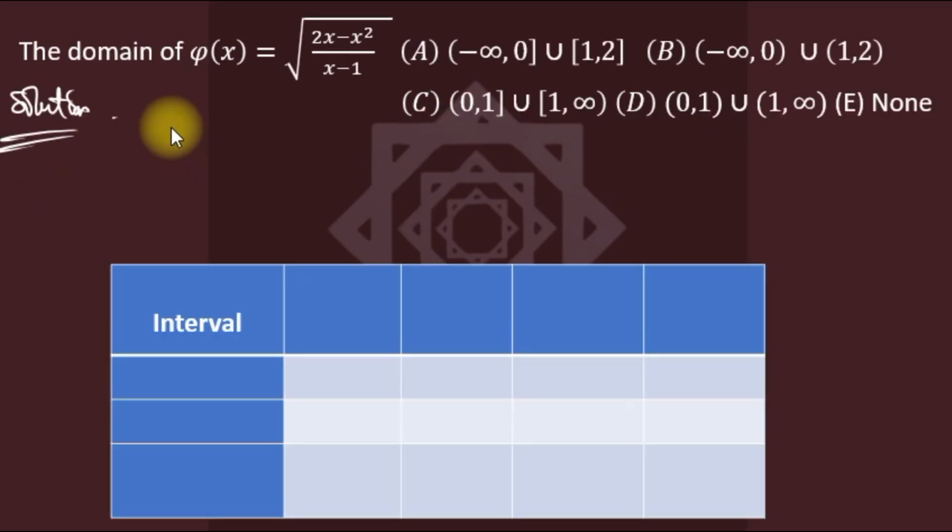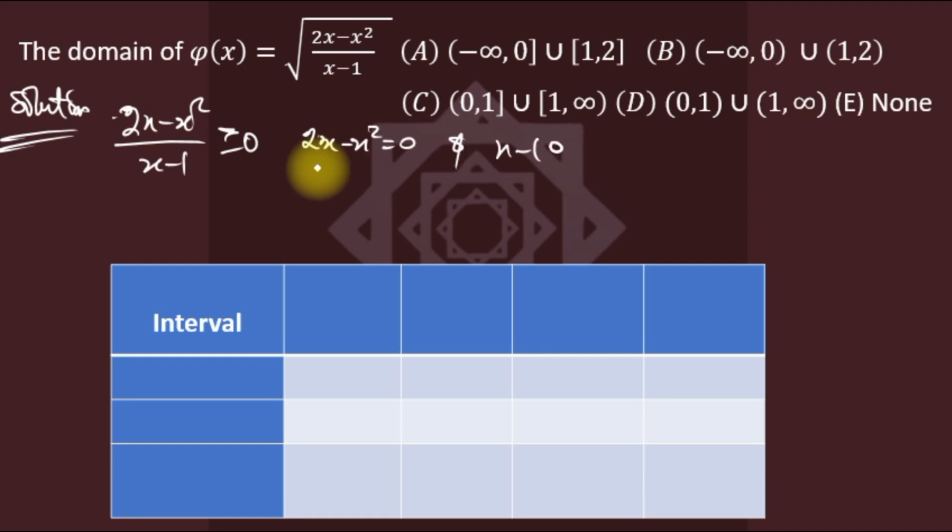We're asked to determine the domain of this function. The domain of any function is the set of real numbers that makes the formula defined. For the square root function, whatever is inside must be positive. Therefore 2x minus x squared over x minus 1 must be greater than or equal to 0. To solve this inequality, we equate the numerator to 0 and the denominator to 0.